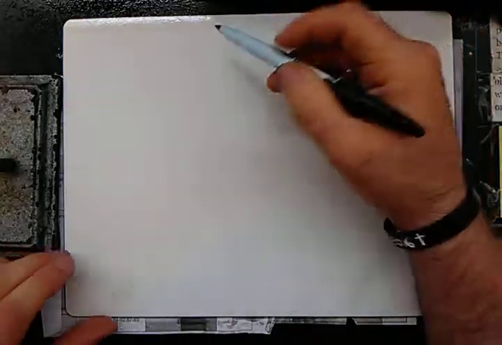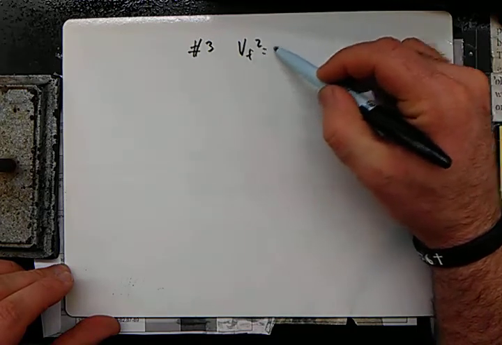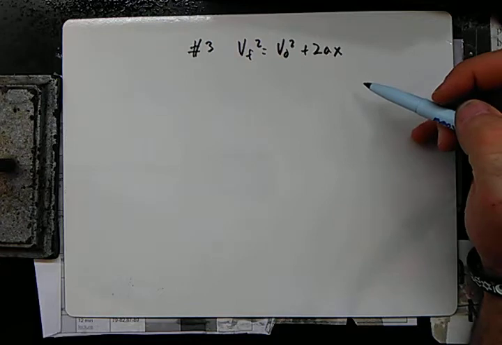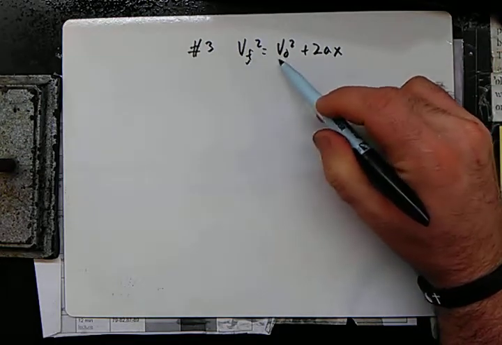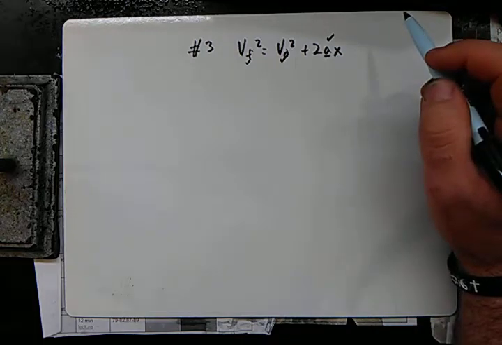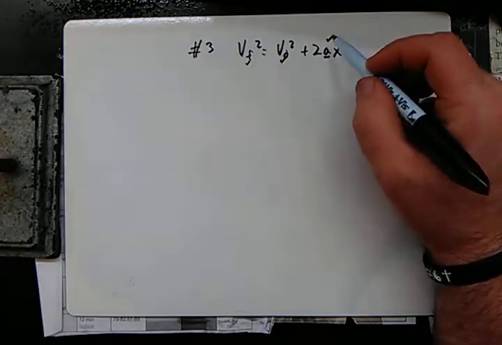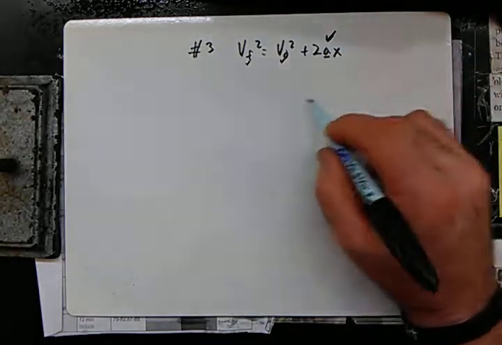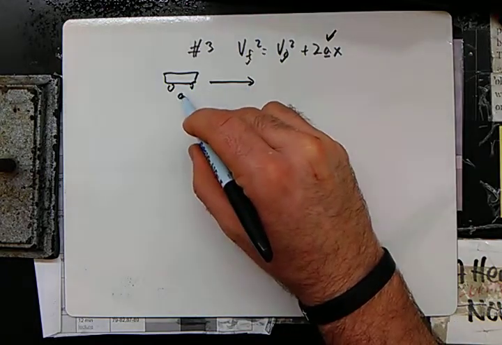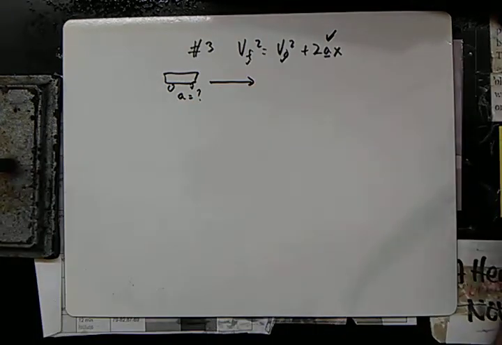Let's look at another rendition of it. This is still formula number 3: Vf squared is V naught squared plus 2ax. We solved for initial velocity already. Now we're going to look at acceleration next. Let's look at the acceleration of a car. So here's our car. We need to know how quickly it's accelerating.